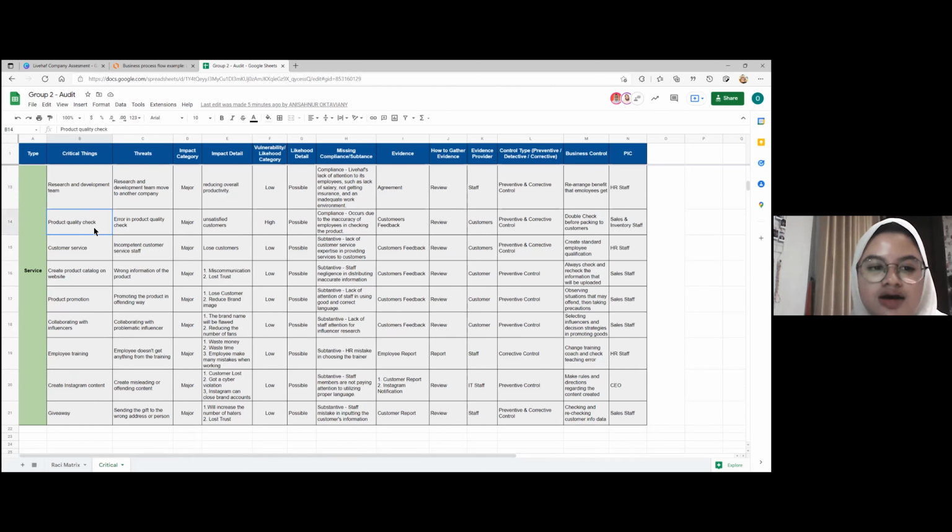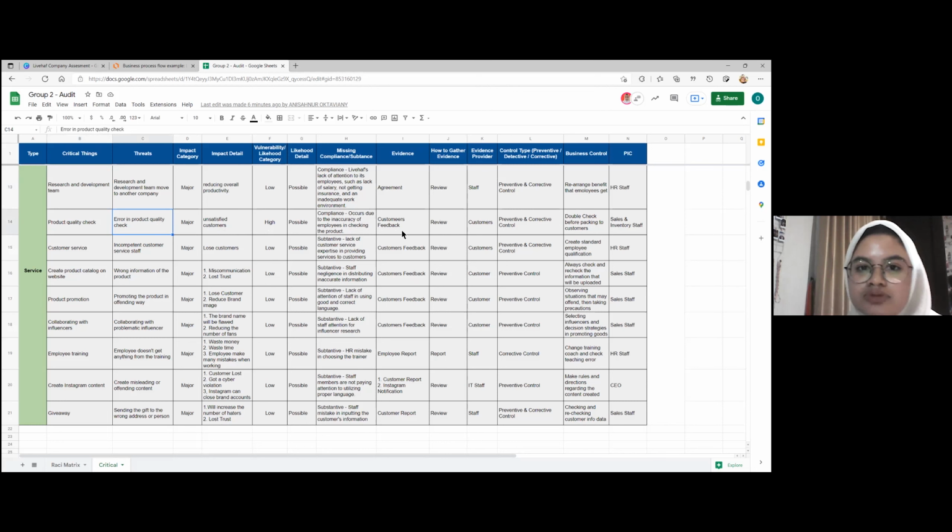And next is product quality check. The threat that might happen is error in product quality check. The impact category would be major, and the impact detail is unsatisfied customers. The vulnerability is high, and it's very possible to happen because of the compliance risk, which occurs due to the inaccuracy of employees in checking the product.